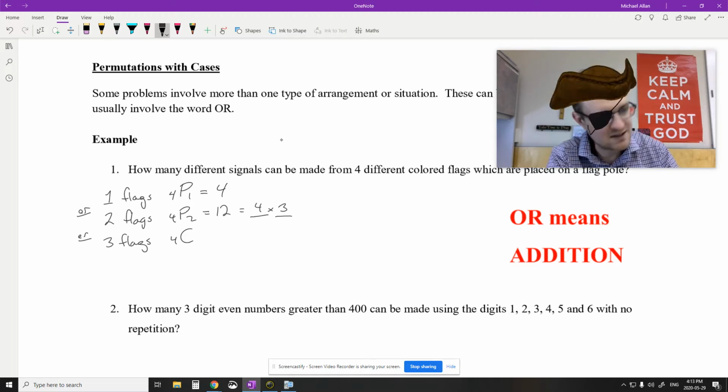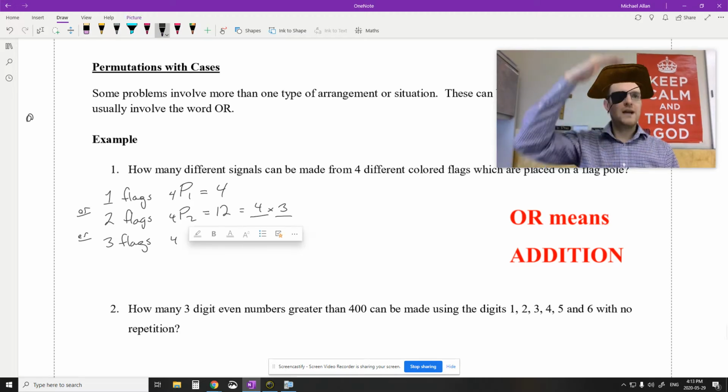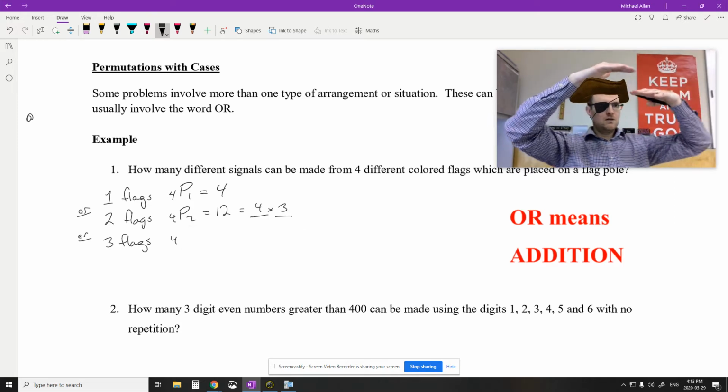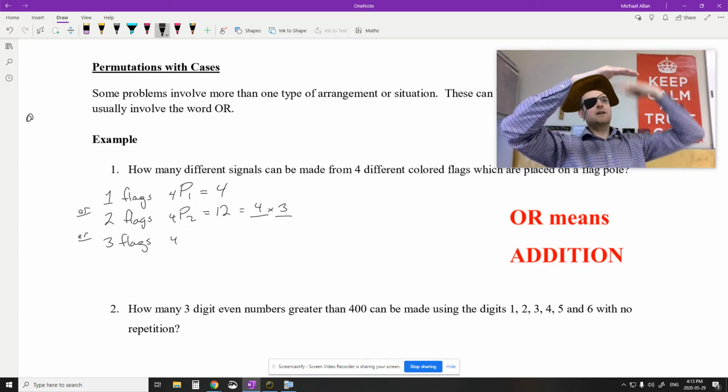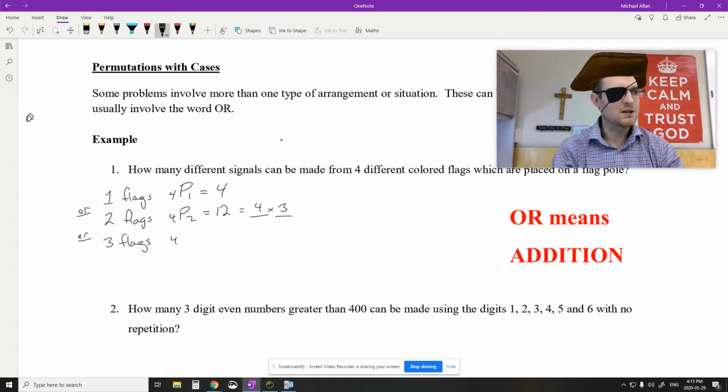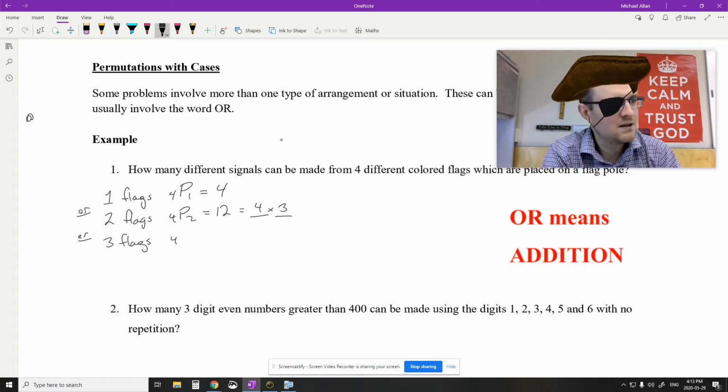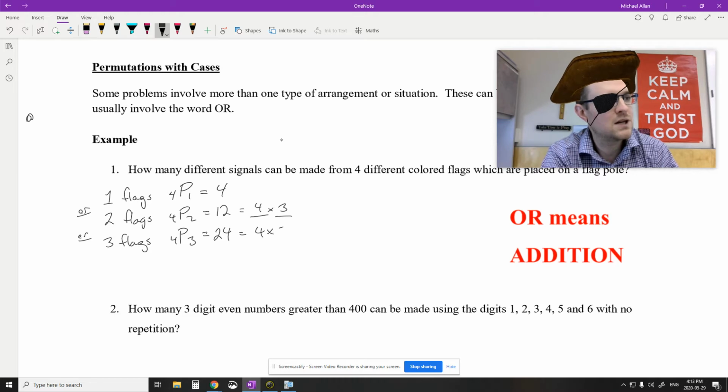Oh, I just put a C. Why did I put a big C? Order matters. Like if I have the red on top, then the yellow, and then a white, and if I put the white on the top and the red and the yellow, that's a totally different signal to someone else. You're communicating to other boats, and you want to make sure the order matters here. So how many ways is this? This would be 24. This would be the same as 4 times 3 times 2.